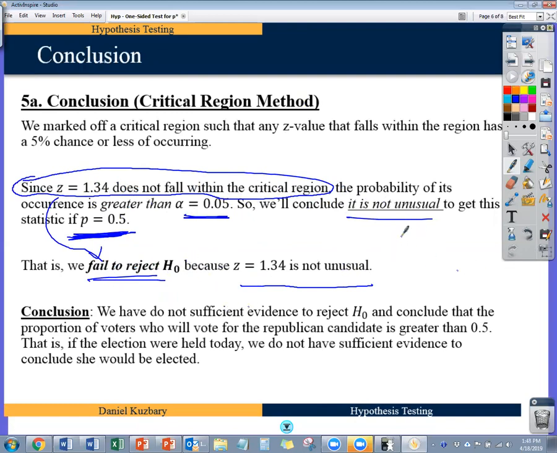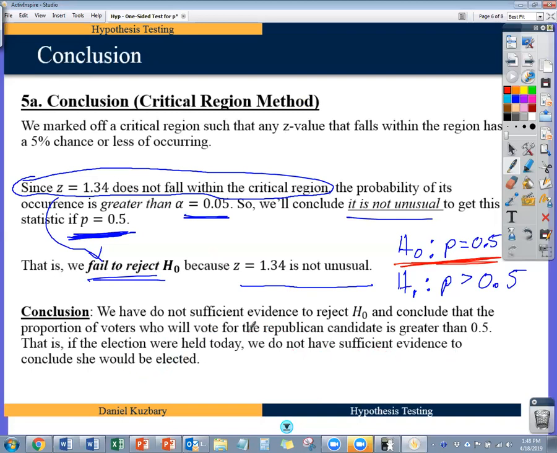H naught said that the mean is 1/2. I'm sorry, not the mean. P is 1/2. And H1 said that if we reject H naught, P is going to be bigger than 1/2, and we couldn't conclude H1, so we're going to have to stay here and say, well, I don't think this is wrong. This is probably fine. We do not have sufficient evidence to reject H naught and conclude the proportion of voters who will vote for the Republican candidate is greater than 0.5. That is, if the election were held today, we do not have sufficient evidence to conclude she'll be elected.